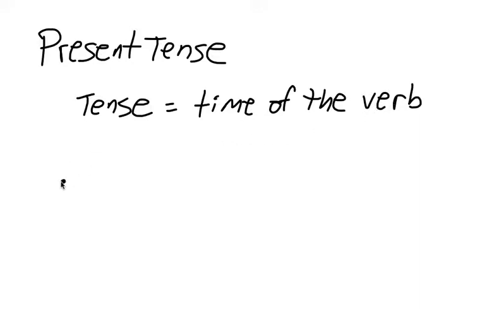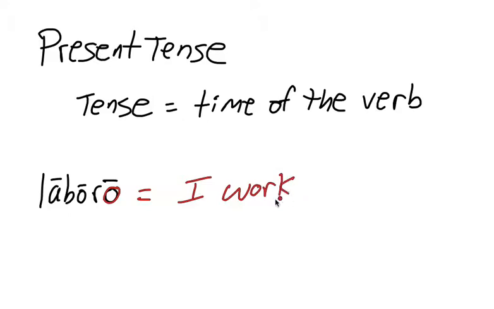And so I'm going to give you a verb, and we'll use the verb laboro. Okay, laboro means work. Specifically, laboro means I work. And so I work would be the basic translation of laboro. However, you can actually translate present tense verbs in Latin three ways.